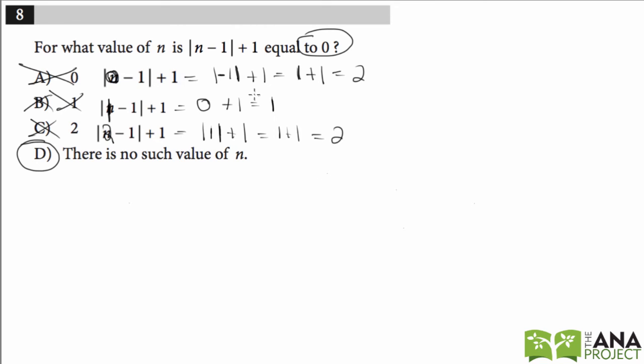So you can either figure out the absolute value by hand or use the calculator function on your TI calculator. The key is using the answer choices and working backwards. You can get rid of A, B, and C. So the only choice is D. There is no such value of n.